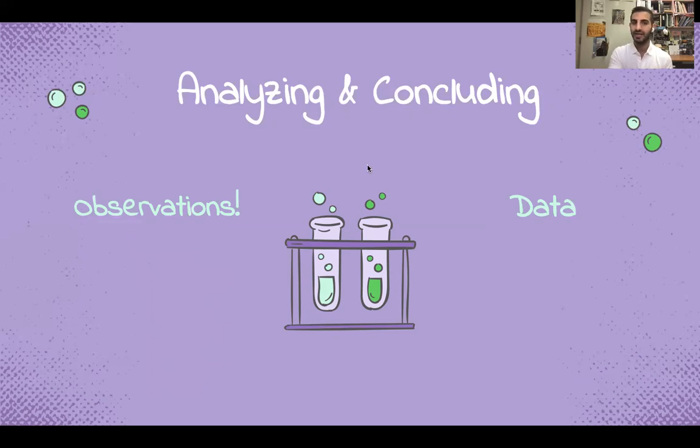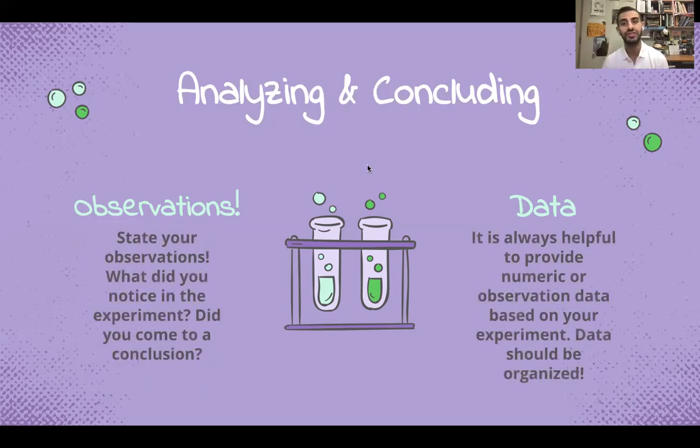So of course, analyzing and concluding, you want to state those observations you made while doing your experiment. What did you notice in the experiment? Did you come to a conclusion? This is analysis, this is concluding. And we are going to practice presenting data and graphing, but it is always helpful to provide numeric or observational data based on your experiment, and the data should be organized. So a lot of the time your data is going to be numbers, or it's going to be visual, or it's going to be just this happened, but there are certain ways that you want to organize that so that your reader, or the person you're telling, can have an easier time understanding.